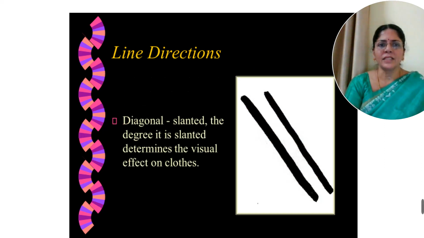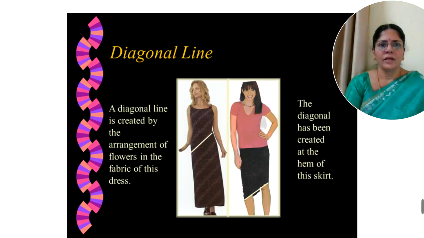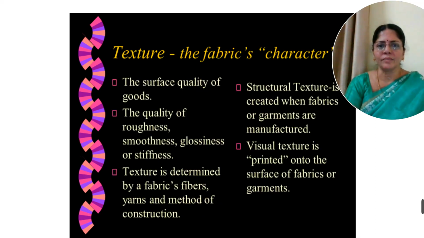Diagonal lines are a satisfying combination of vertical and horizontal lines. They are slanted. The degree it is slanted determines the visual effect on clothes. In the first picture, you can see a diagonal line is created by the arrangement of flowers in the fabric. In the second picture, the diagonal line has been created at the hemline of the skirt.